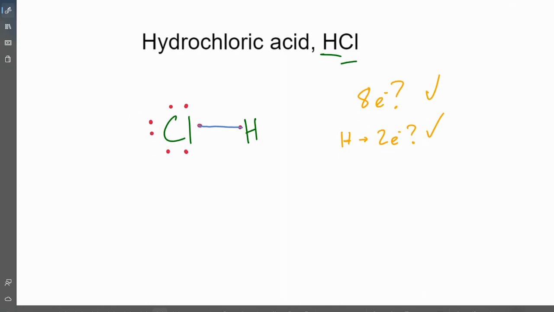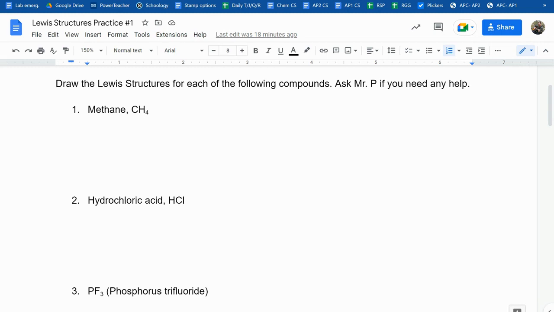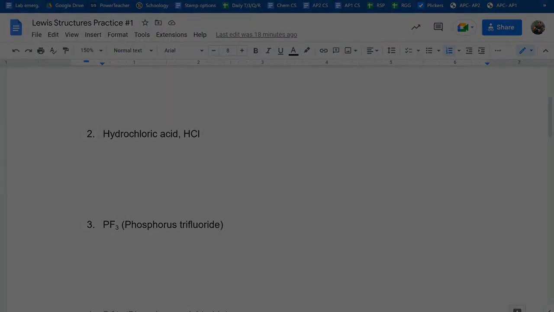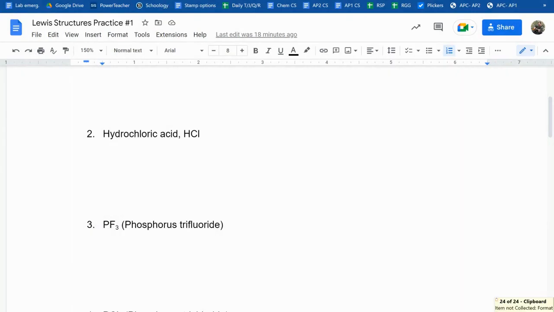Okay, let's keep going then. Let's do just a couple more. I'll do one more from this side. So let's do phosphorus trifluoride, PF3. This phosphorus trifluoride, PF3.